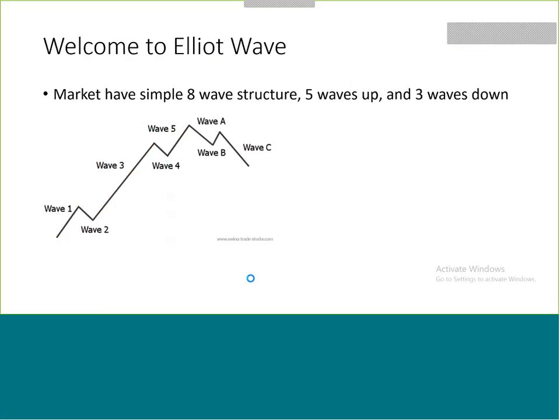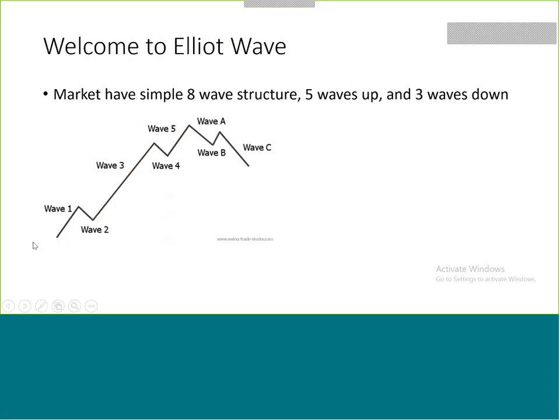Elliott wave is named after this gentleman, Ralph Nelson Elliott, who observed that the stock market has an 8-wave structure that appears over and over again, as fractals at different levels. And it's 5 waves up, 1, 2, 3, 4, 5, followed by 3 waves down, an ABC corrective pattern.